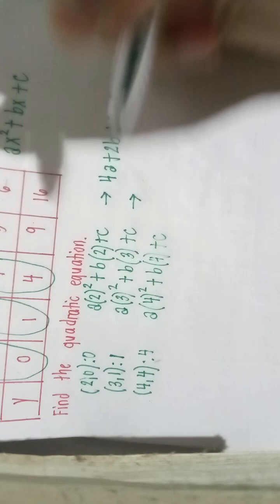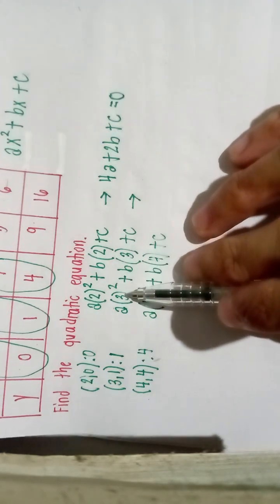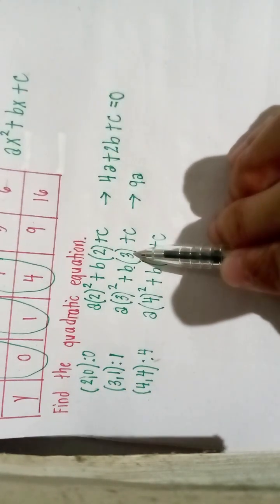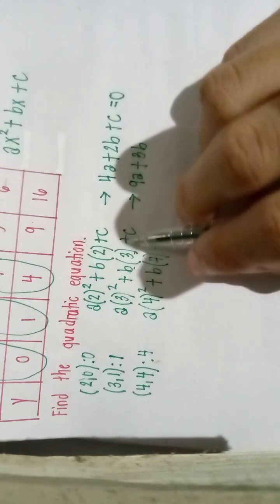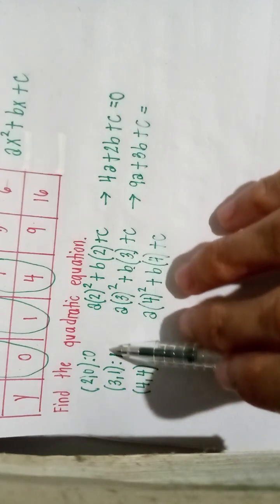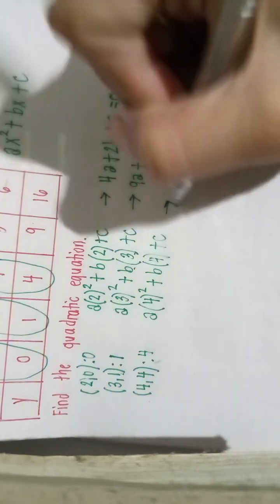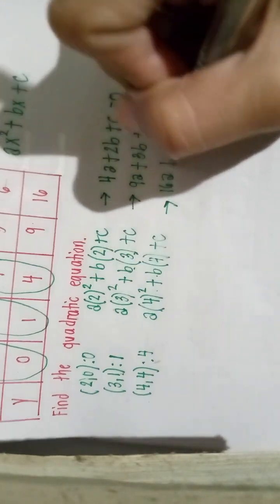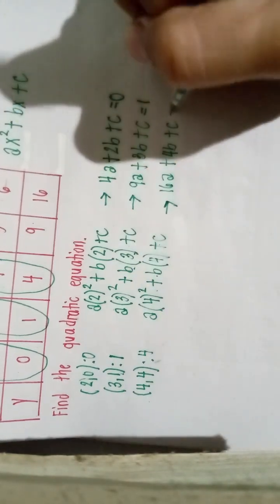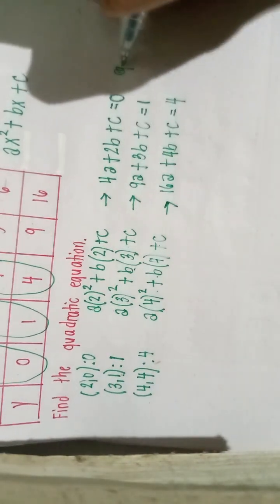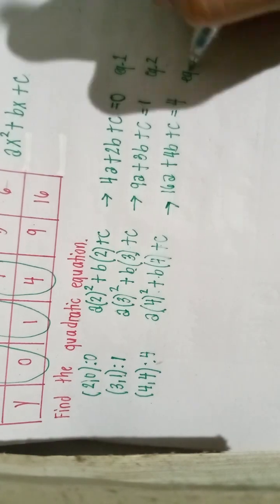For the second point, we have 3 squared is 9. 9 times a is 9a. Next, plus b times 3 is plus 3b, and then the last term plus c equals the y coordinate of this point, that is 1. So equate the 3 terms into 1. For the last equation, we have 4 squared is 16 times a is 16a, plus b times 4 is 4b, and then plus c equals the y coordinate of this point, which is 4. So now you have equations, called equation 1, equation 2, and equation 3.